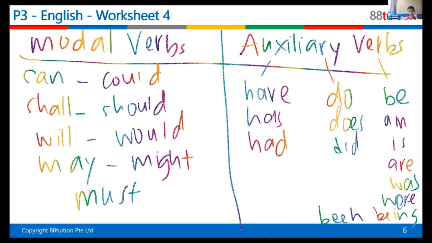Wait, let me do something. Okay. Mommy, can you bring my water bottle? Need to get my water bottle. I asked my mom to bring. Okay.